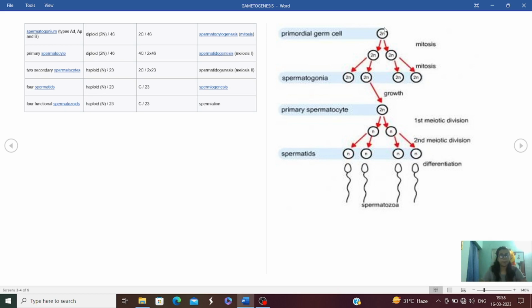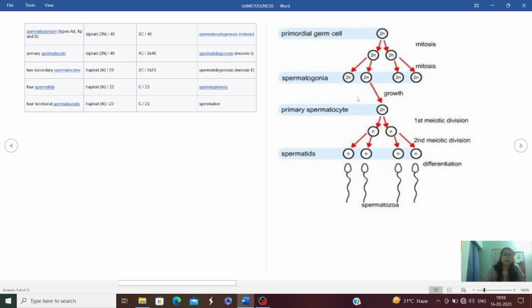One more thing is that the spermatogenesis process is again of two types. One is spermatogenesis, in which spermatozoa are formed. Another one is spermiogenesis, in which the spermatozoa will form into active or motile sperm. These are two separate processes. First we are going to deal with spermatogenesis, from which we get the 4 haploid spermatozoa.